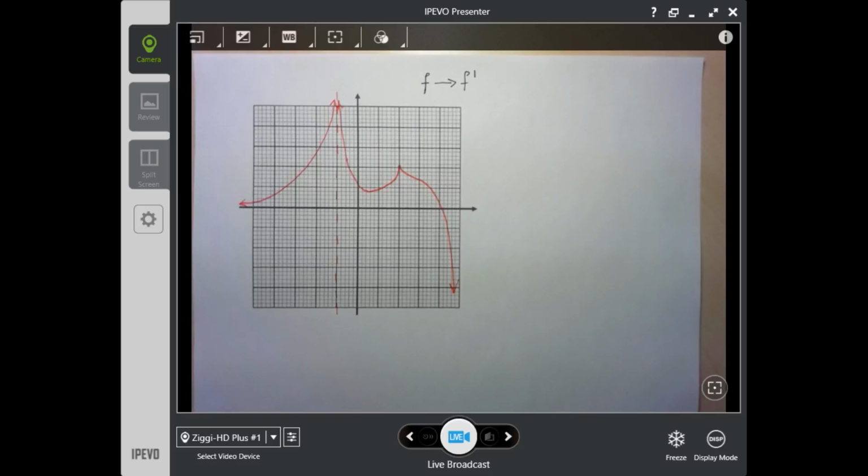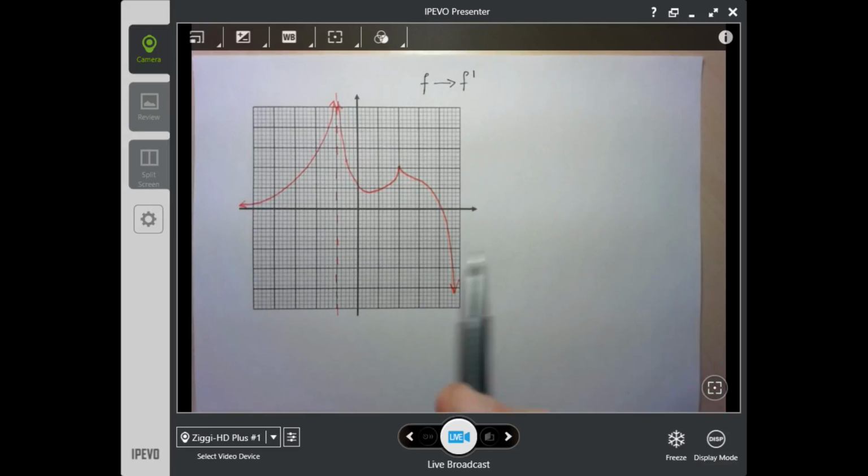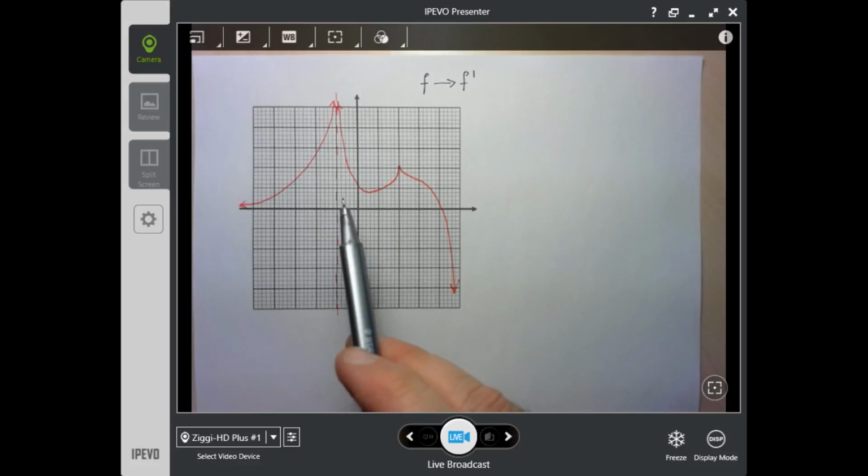Hi folks, I'm going to take a look at an example of sketching the graph of a derivative function given the graph of the original function. All right, so here's an interesting function. It's not just something that looks like a polynomial. So let's see what happens when we try to sketch the graph.